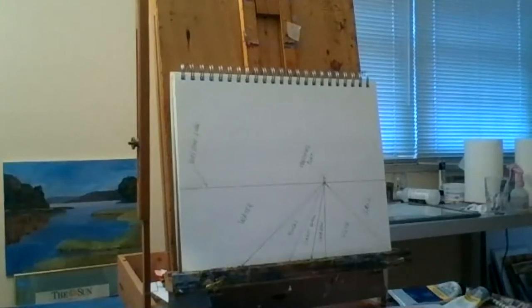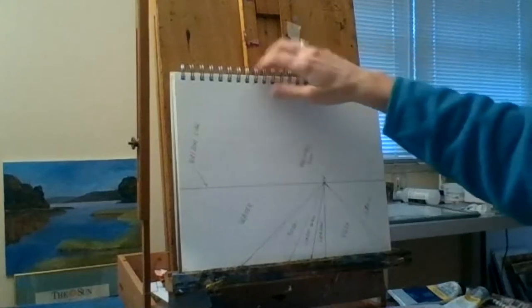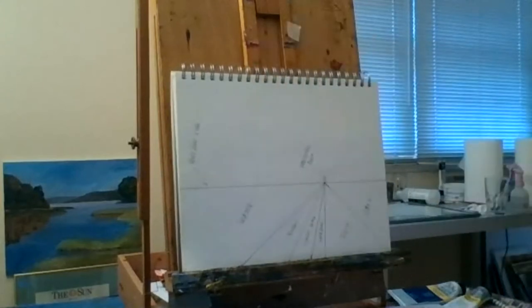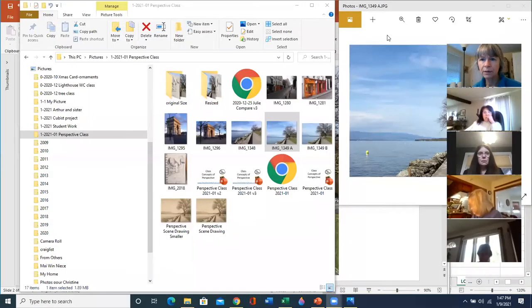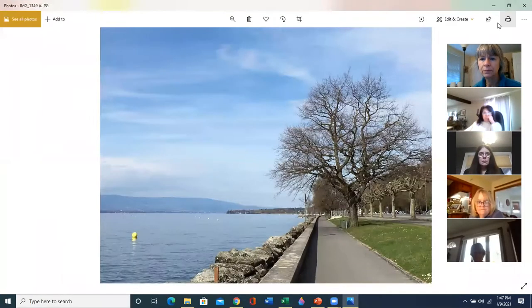Am I going too fast here? I think I'm gonna give you a minute to finish. Yeah, so now I'm going to share my screen again so you can look at the photo to put the tree in. So share my screen to show you the photo.